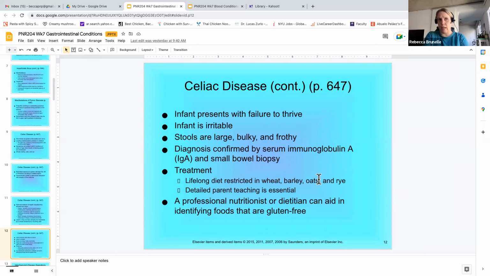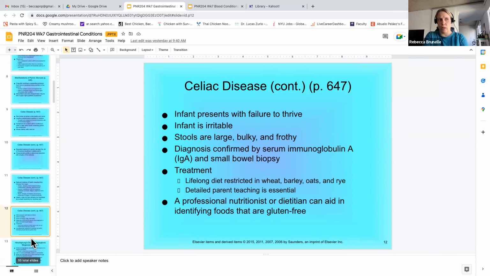So these are the things that they need to avoid: wheat, barley, oats, and rye. And they're going to need a lot of work with a nutritionist because it's really hard to avoid gluten in your diet.